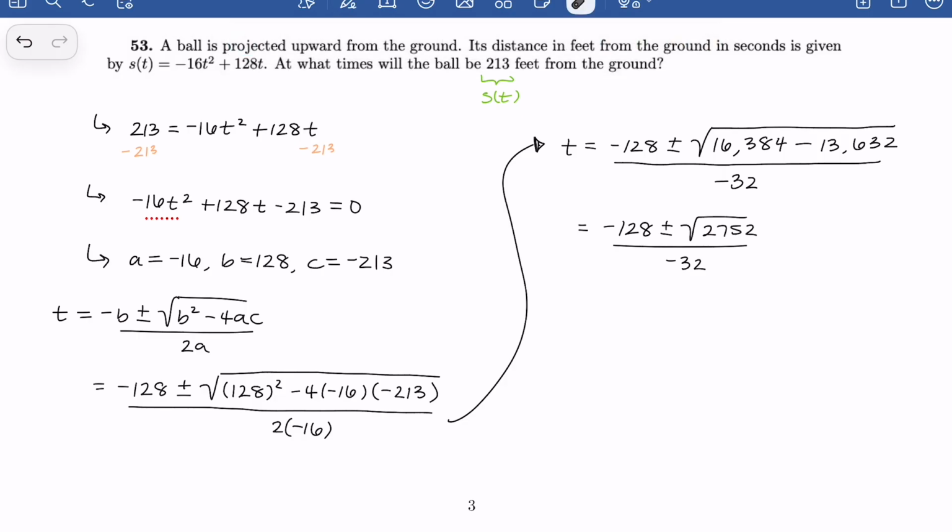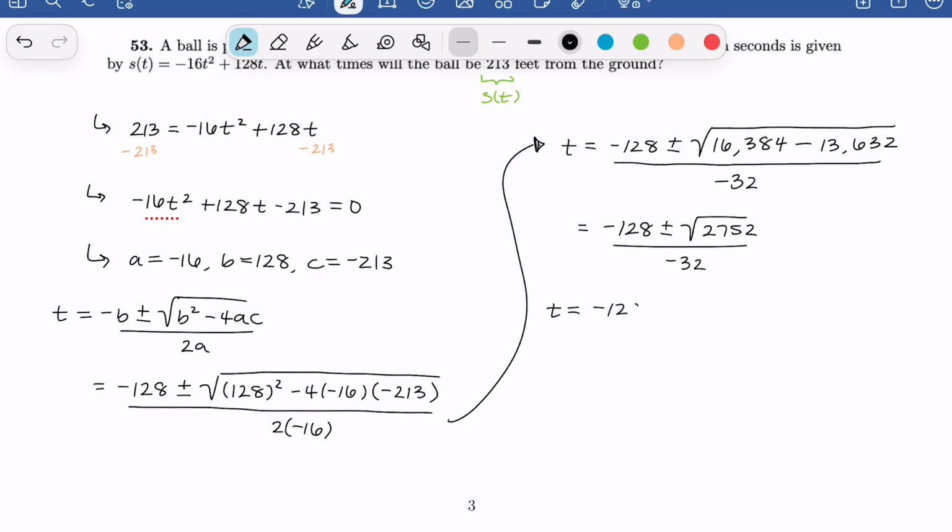All right. Now looking at this radical here, we actually can't split this up into two or more factors, one of them being a perfect square. So this would actually be our final answer. And what we can do is evaluate what these values actually are. So what I mean is we actually have two solutions. We have t is equal to negative 128 plus this square root, and this entire thing divided by negative 32. If we were to actually evaluate this and plug this into our calculator, we're going to get approximately 2.4 seconds.